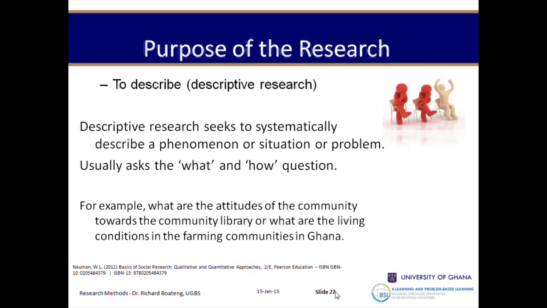Next thing is descriptive research. Descriptive research seeks to systematically describe a phenomenon or situation or problem. It usually asks the what and how. While exploratory was asking more of a what, this one asks a what and how. For example, what are the attitudes of the community towards the community library, or what are the living conditions in farming communities in Ghana? Now, when we say what are the attitudes of a community towards the community library, you are asking what the attitudes are.